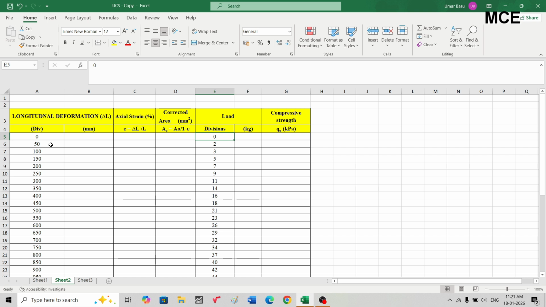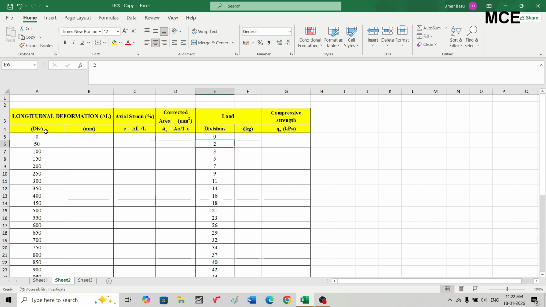While performing this test, you have to take two readings. First is the axial dial gauge reading, and for each axial dial gauge reading, you have to take the corresponding proving ring reading. The axial dial gauge will measure the deformation in mm and the proving ring will measure the load in kgs. So for my axial dial gauge reading of 0, the proving ring reading was 0. For an axial dial gauge reading of 50, the proving ring reading was 2.